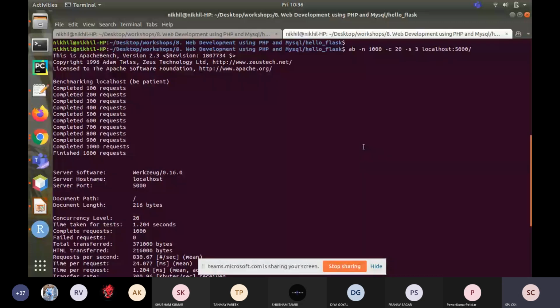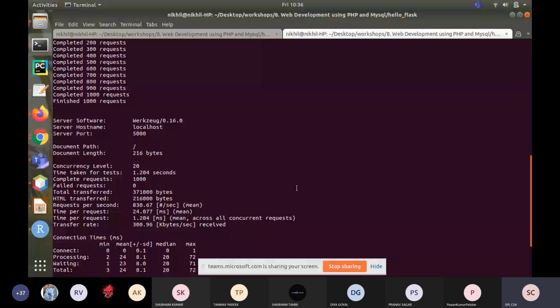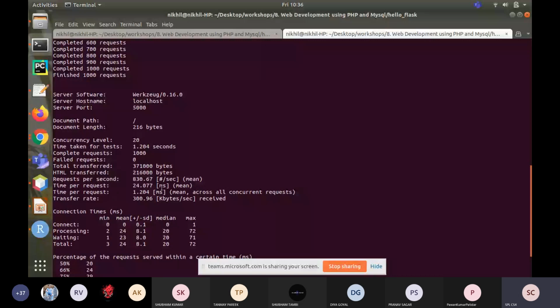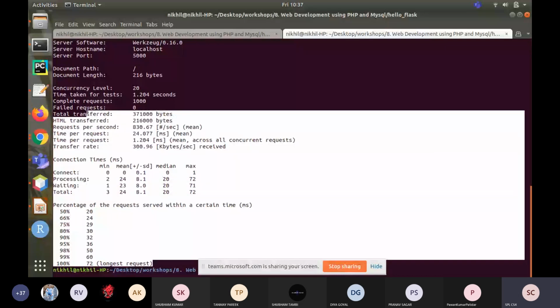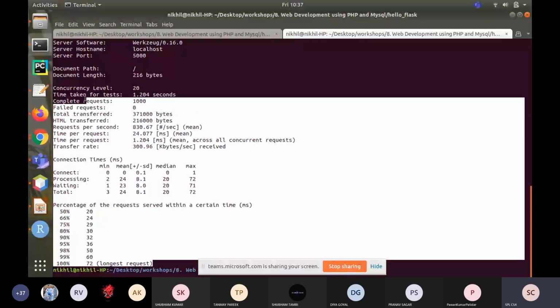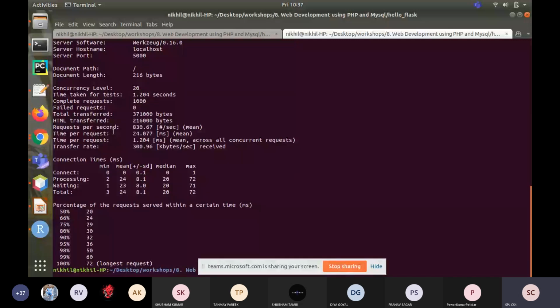So actually 1000 requests came, and all those various parameters could be calculated using the Apache benchmarking tool: time taken for tests, what was the concurrency level, how many failed requests, how many completed requests, total data transferred, what were the requests per second. So these were the various criteria that I was thinking of. Using this Apache benchmarking tool, I could mathematically get the values of all those criteria that could help me in the AHP algorithm to find an answer for them.